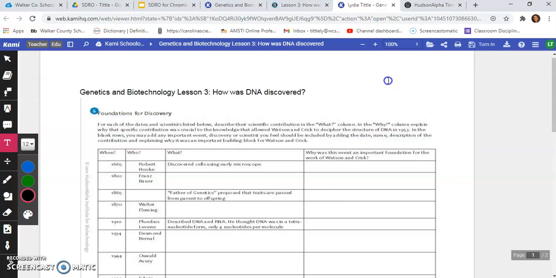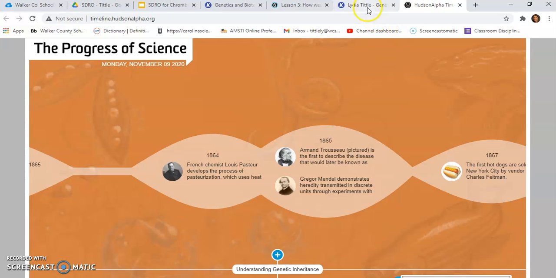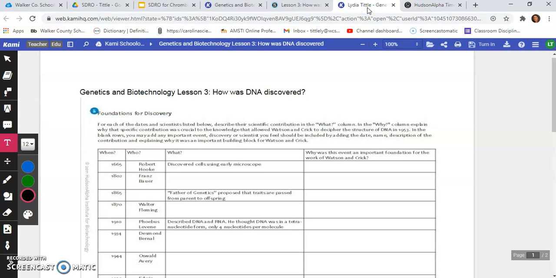Then you will just continue on 1870, 1910, 1934. You'll just keep scrolling along your timeline and finding out the rest of the information for your graphic organizer of the Foundations of Discovery. When you're through, you will turn in your assignment, and then the next time we will continue on with our Miller family in Lesson 4.